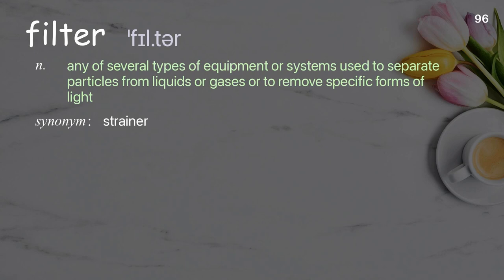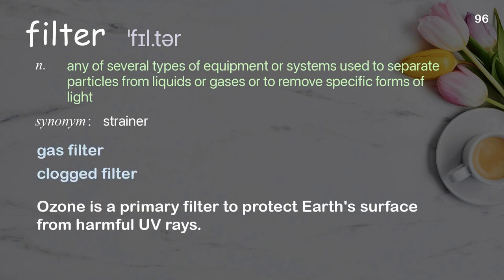Filter. Any of several types of equipment or systems used to separate particles from liquids or gases, or to remove specific forms of light. Examples: Gas filter. Clogged filter. Ozone is a primary filter to protect Earth's surface from harmful UV rays.